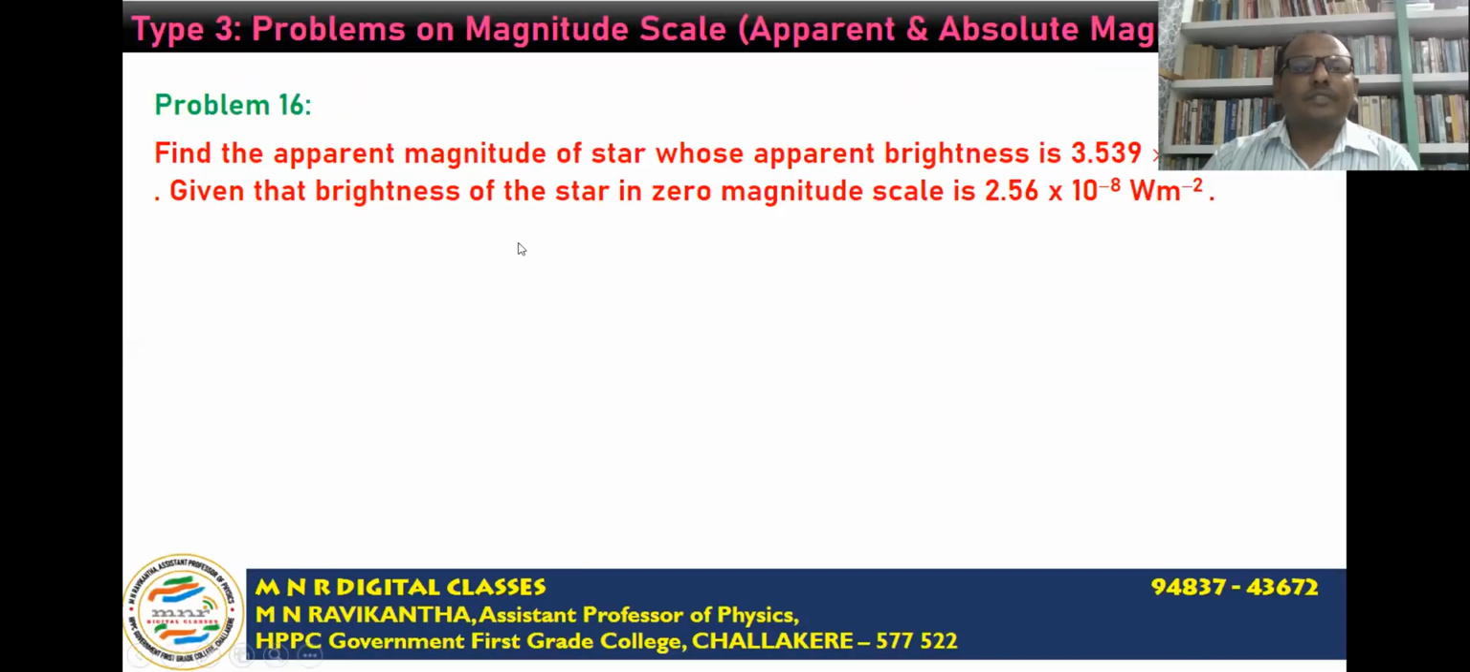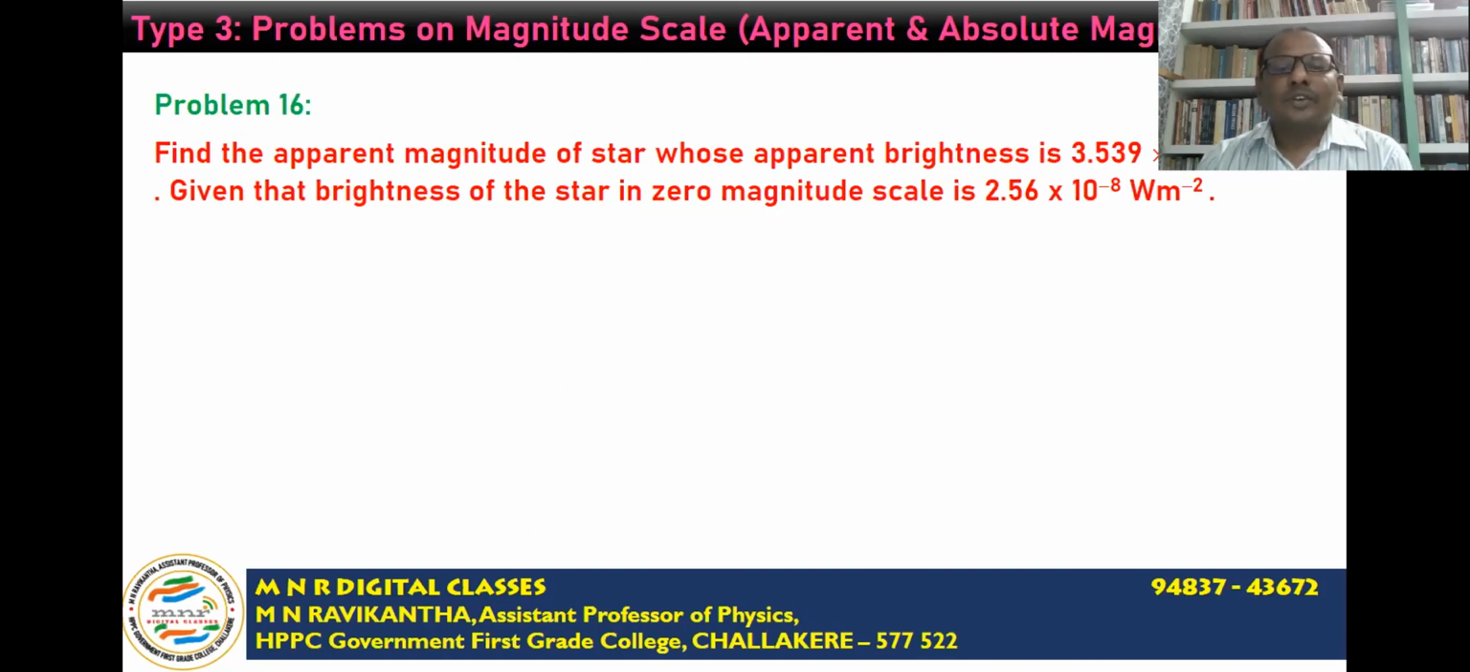Next problem, problem number 16. Find the apparent magnitude of a star whose apparent brightness is 3.539 × 10^-11 watts per meter square, given that the brightness of the star in zero magnitude scale is 2.56 × 10^-8 watts per meter square.